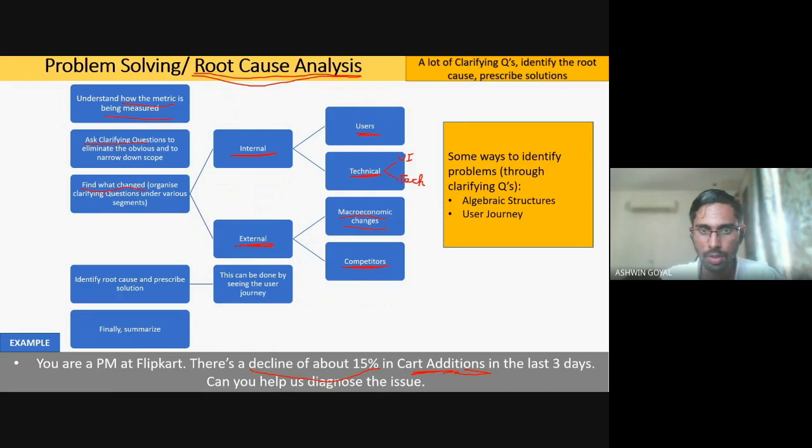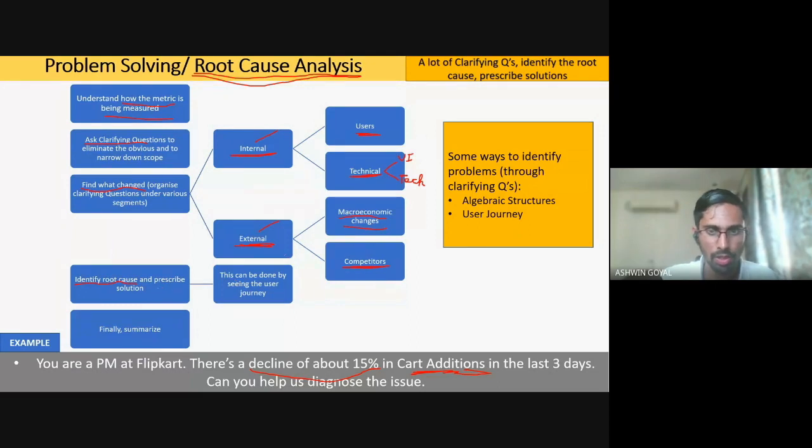Okay. So basically, we are talking about some of these questions that we can ask, and make sure you ask them in a very structured format. First, we talked about the internal questions, then the external ones, and then we went about identifying the root cause. So some of these questions can help you identify the root cause easily.